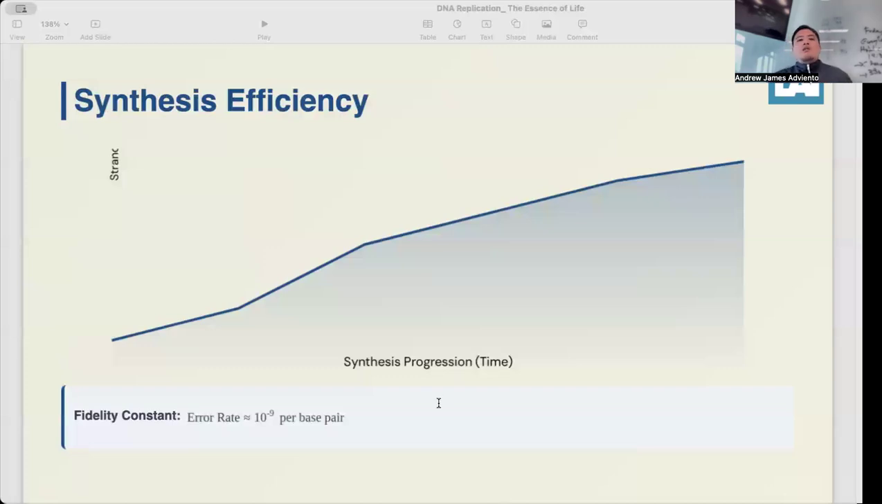So you might wonder how mistakes occur. Despite the speed, the error rate is roughly 1 in a billion. This fidelity is thanks to proofreading. If we look at the trend of synthesis, it is incredibly consistent, as you can see, ensuring that the daughter cells receive an exact copy of the instructions for life.